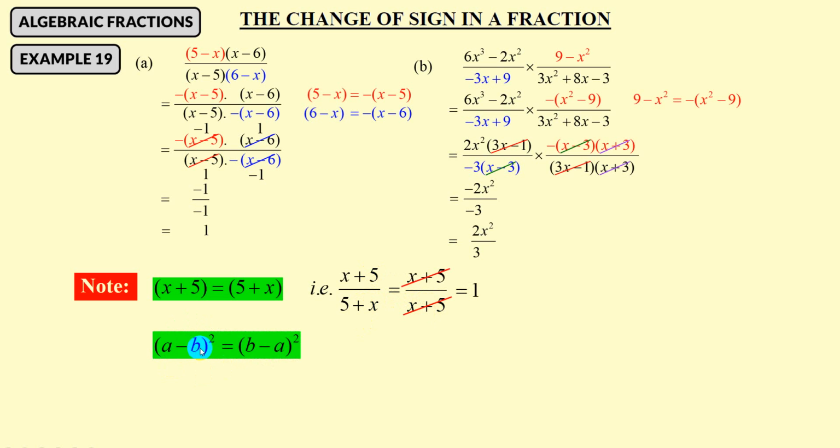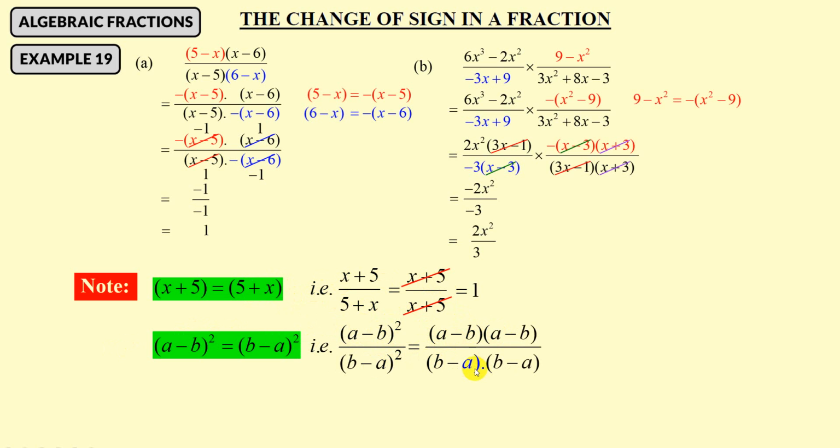This is a minus b, that's b minus a. They're opposite in sign, but it's squared. And when you square it, you're getting rid of that effect. Have a look at this. If I have a minus b all squared and b minus a all squared, let's separate that out into a minus b, a minus b, and b minus a, b minus a.